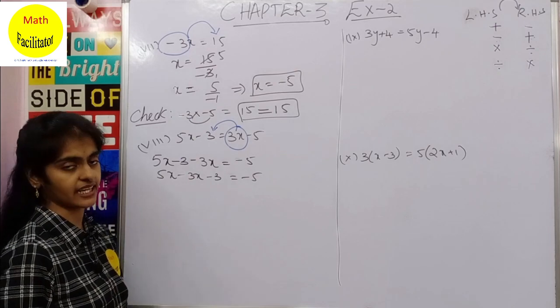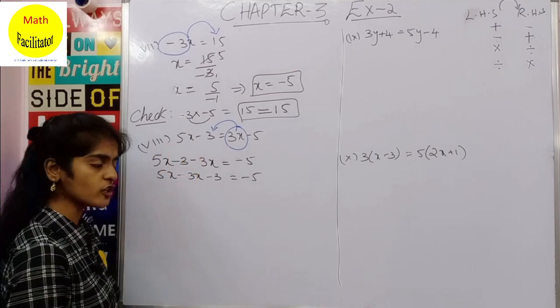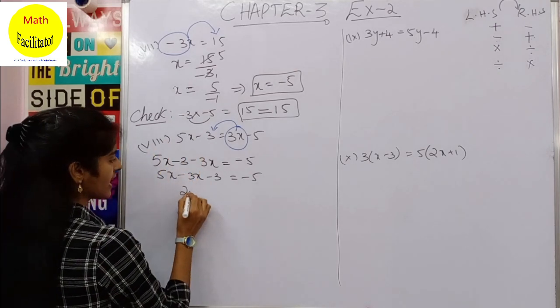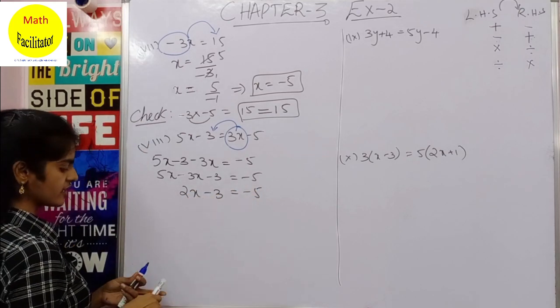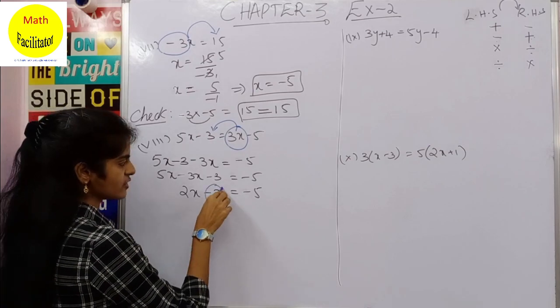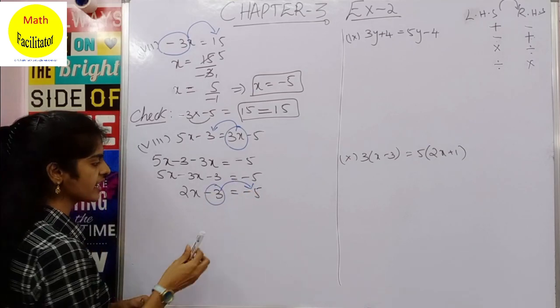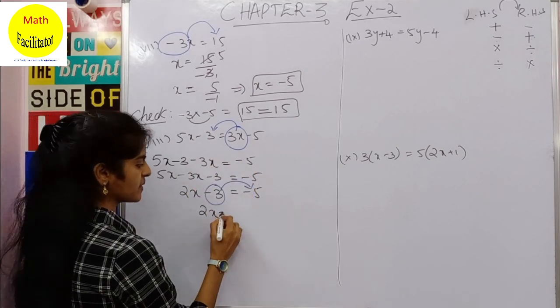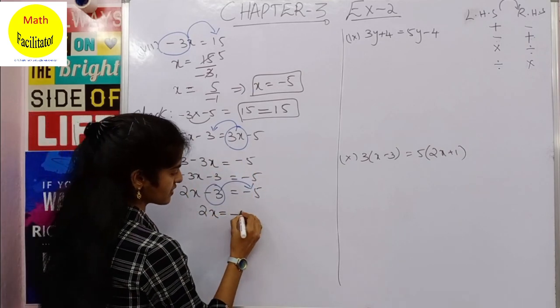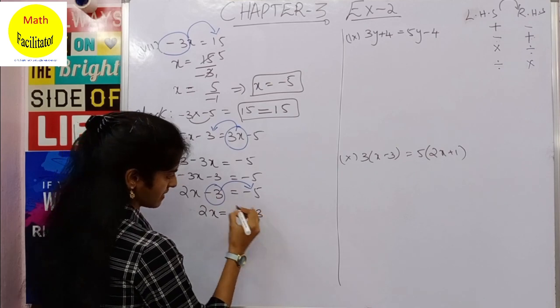5x minus 3x again. 5x minus 3x gives you 2x. So 2x minus 3 equal to minus 5. Okay, now here you can see I have minus 3 extra, so let me send it to this side. So 2x, it is minus, so when it goes to the other side, it becomes plus. So you have minus 5 here, so this becomes plus 3.